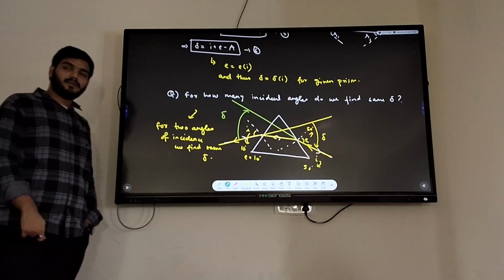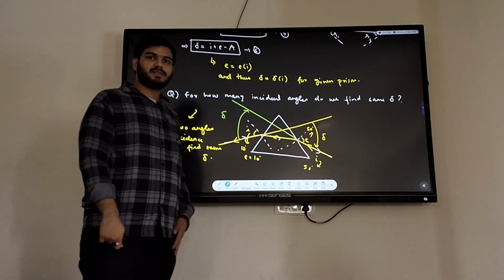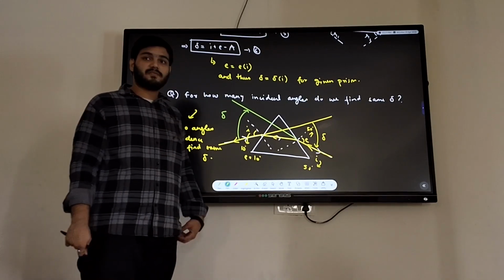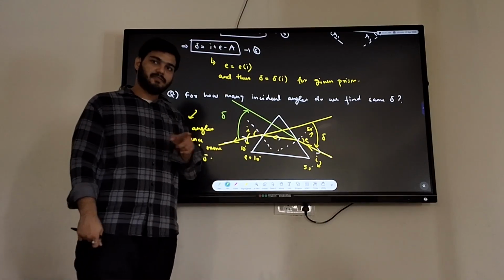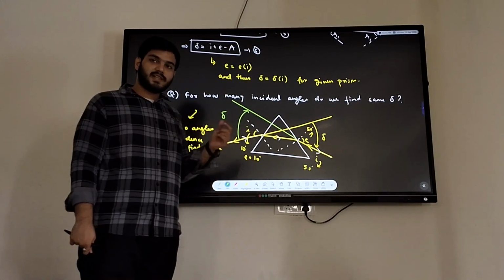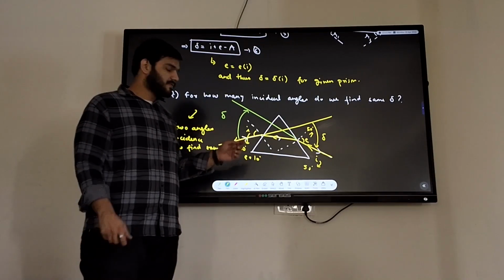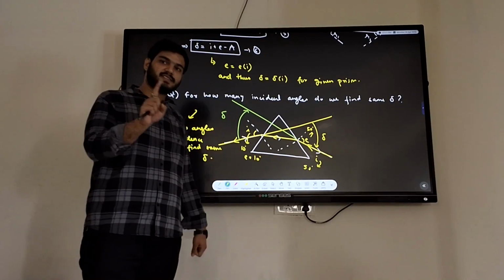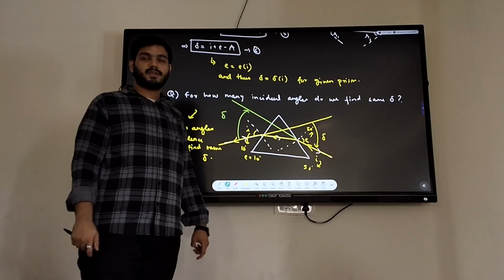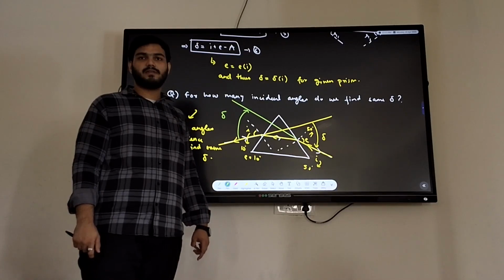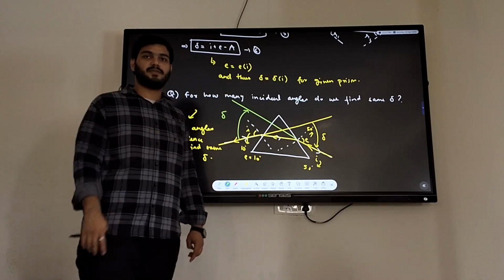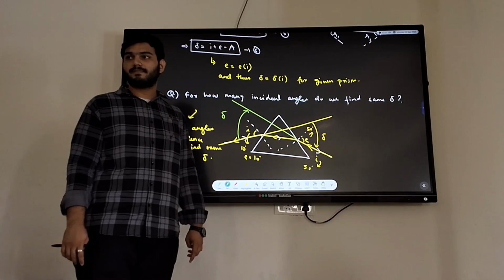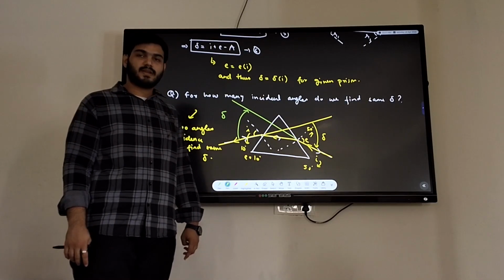So now you can already think of a function, or how the graph of delta versus I will look. What is the nature of the graph? For 2 values of I you are getting the same delta. Can you tell me what kind of graph it will look like? For 2 values of the x-axis you are getting the same y-axis value. Like a V. Like a V. Any other answers?